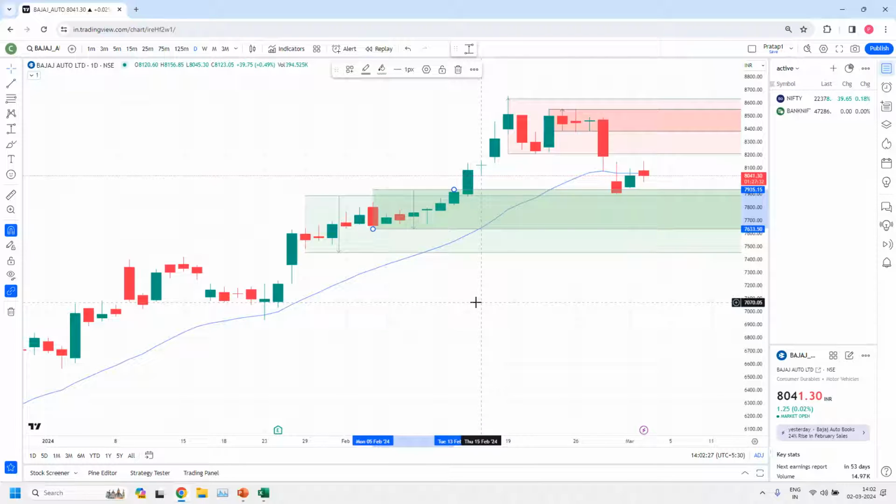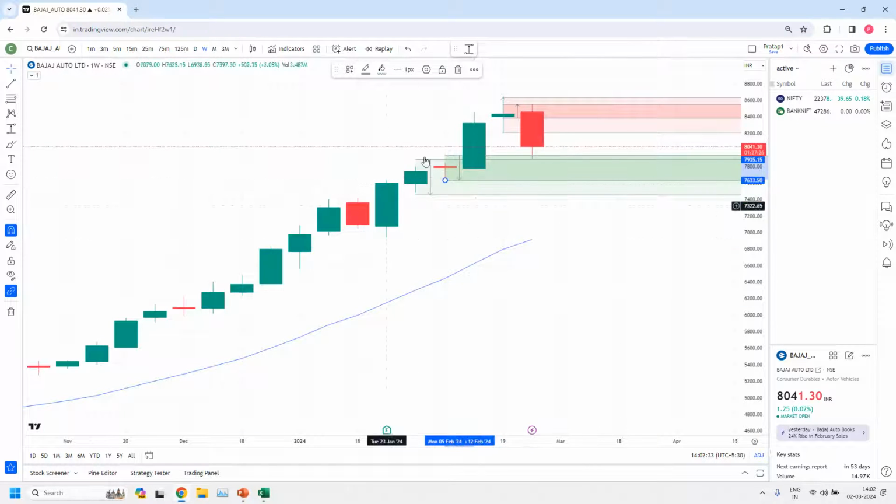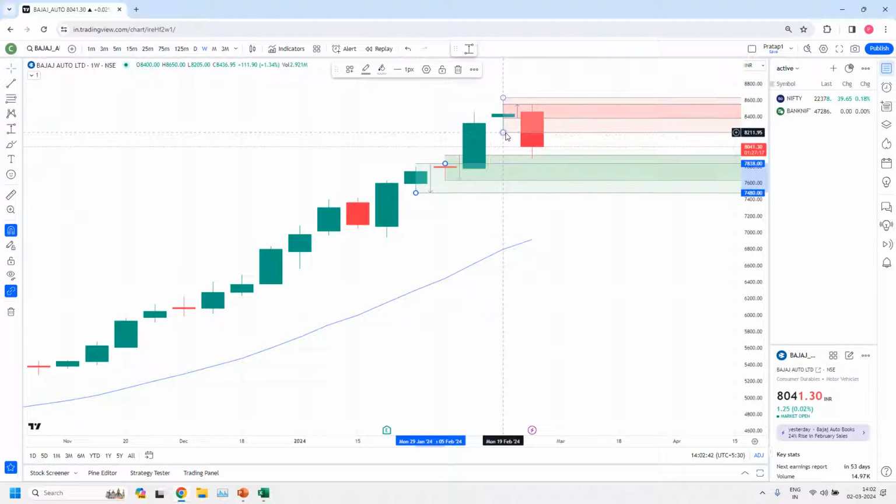Now we have identified weekly zones and daily zones. So let me go to weekly first. This is the weekly zone. Let me adjust it properly. Some gap is there. Okay, this is the weekly supply zone.